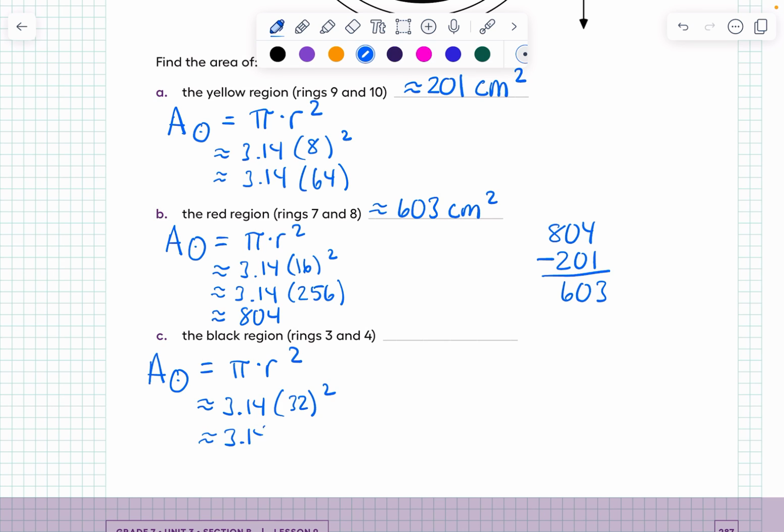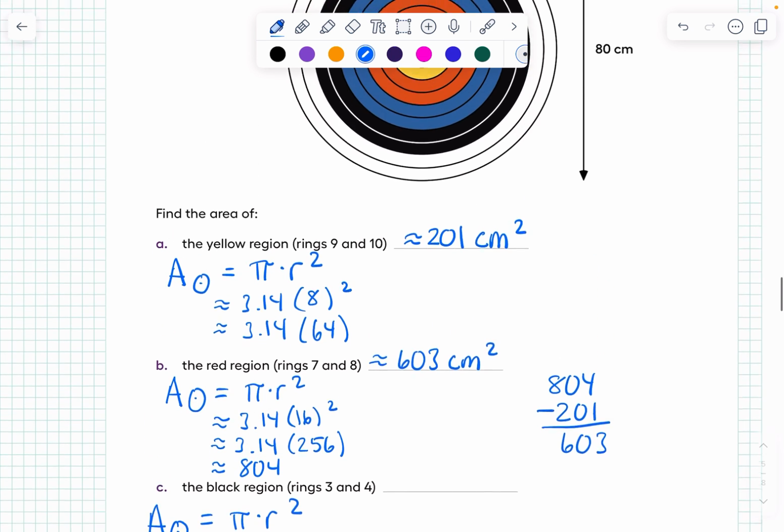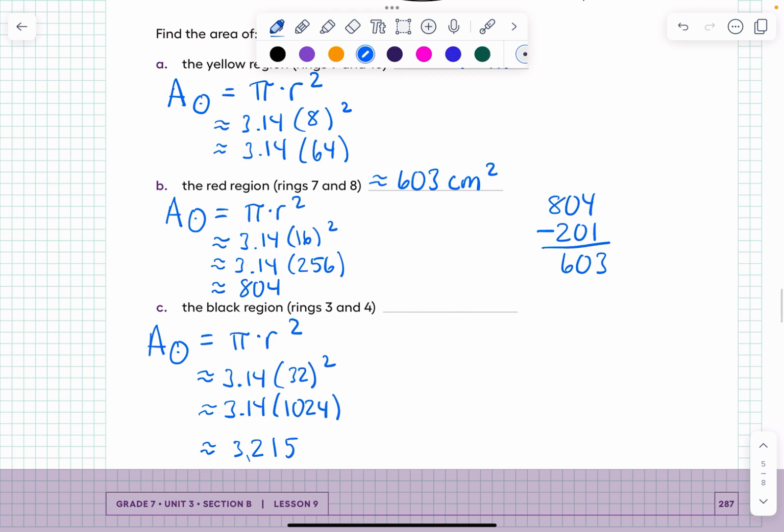And 32 squared is 1,024. And if you times that by 3.14, you'd get 3,215. So now what we have to do is we have to find, oh, we gotta find the area of this. Okay, if we find the area of all of that, then we're gonna subtract it away from the area of the black circle. This is a complicated problem, ladies and gentlemen.